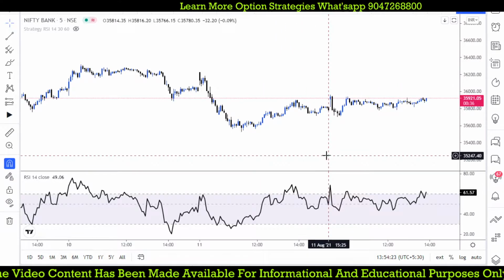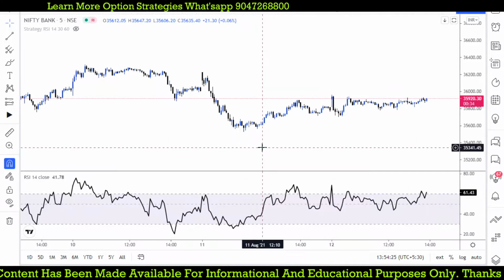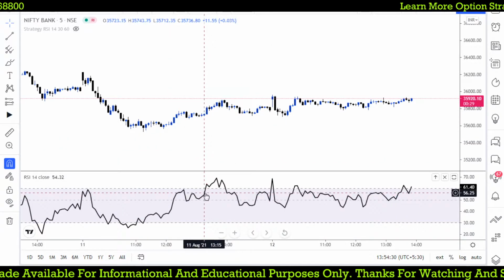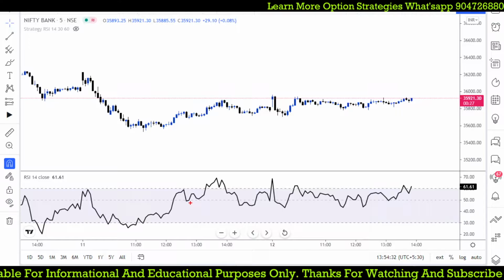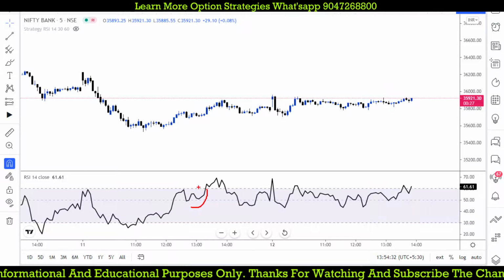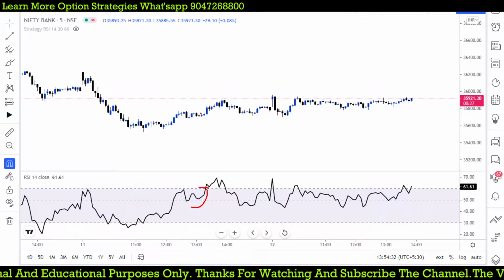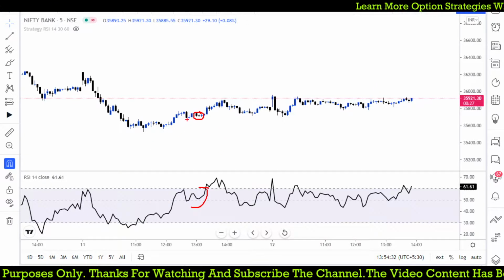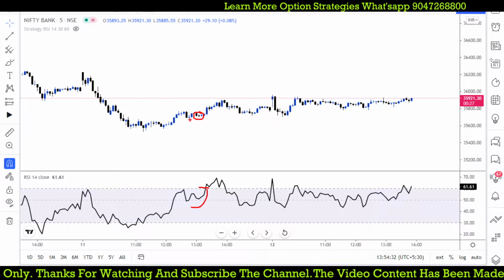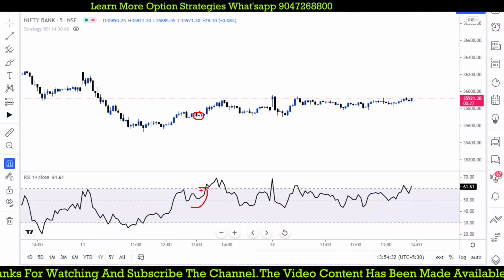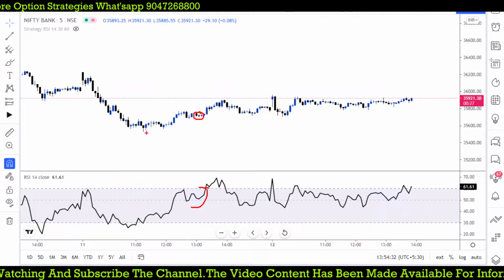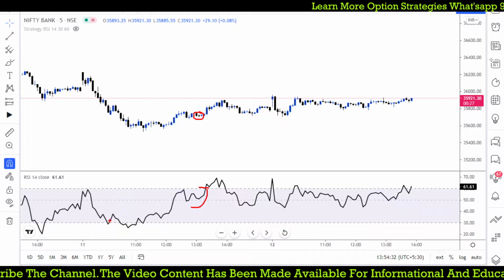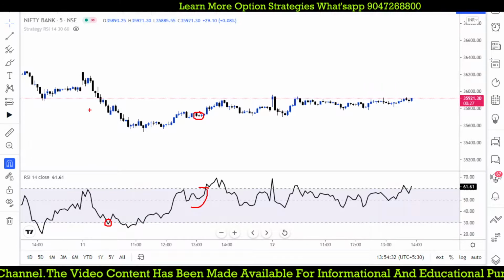How it gives you profit, we can discuss here. Now I will show you where I'm going to sell and where I'm going to buy. When the RSI has crossed above 60, this is the point I'm going to buy. When RSI moves above 60, I'm going to buy Bank Nifty. When RSI is crossing below 30, I'm going to sell Bank Nifty.